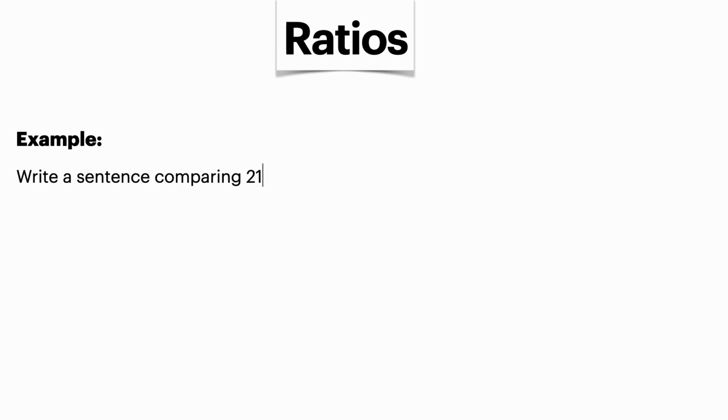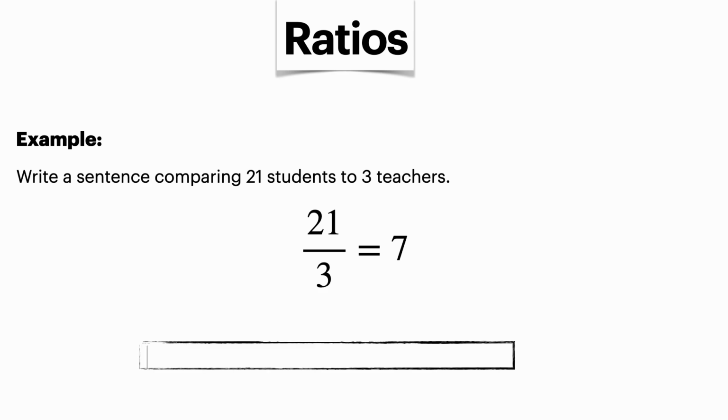Another example might be, we could write a sentence comparing 21 students to 3 teachers. Again, the units are not the same, that's fine, but we can reduce the numbers. 3 times 7, 3 times 1, we can reduce the 3. So 21 divided by 3 is 7. For every 7 students, there is 1 teacher, or there is 1 teacher for every 7 students. This would be a correct sentence to represent that ratio.